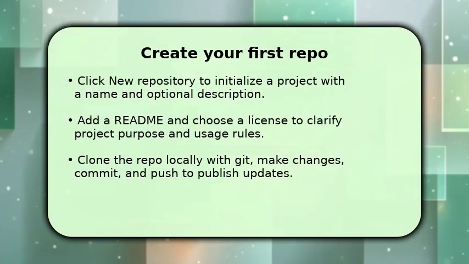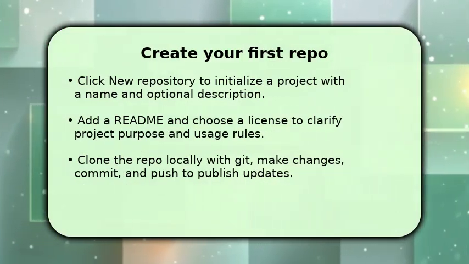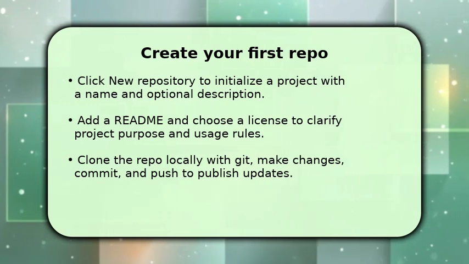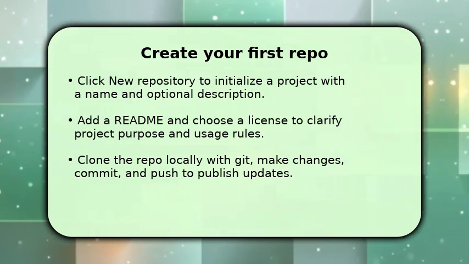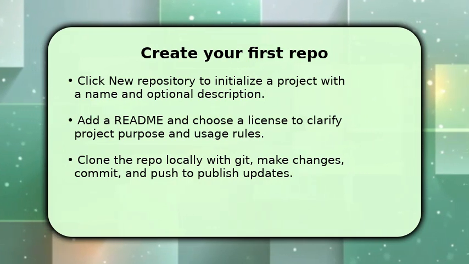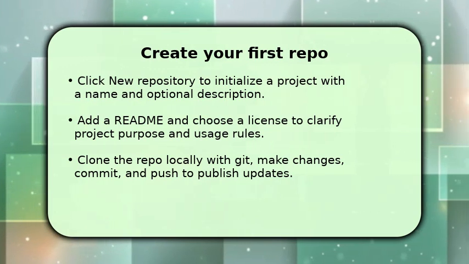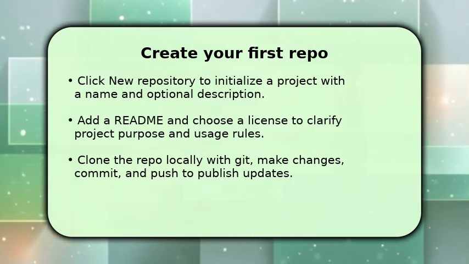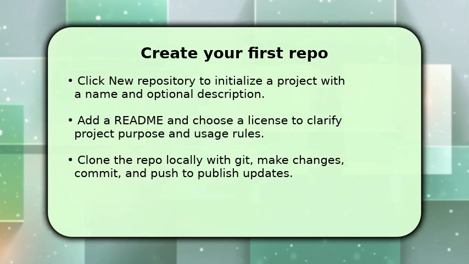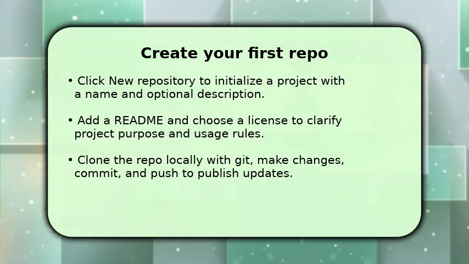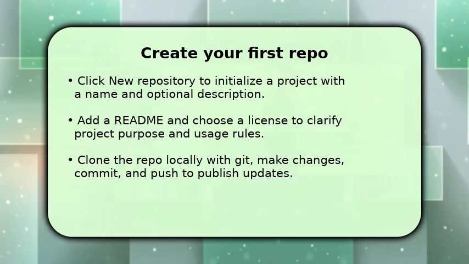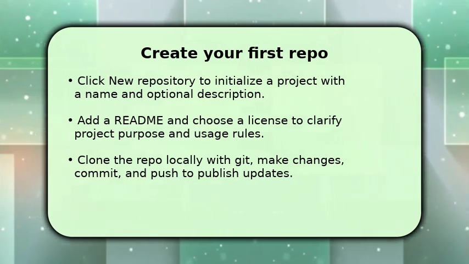Now let's create a repository and get hands-on with GitHub. Initialize a new repo, add a README, and select a license that fits your project. Clone the repository to your computer, make a small change, commit with a clear message, and push back to GitHub. Explore branches and pull requests to collaborate. Those initial steps build the habits that make open source and teamwork simple and effective.